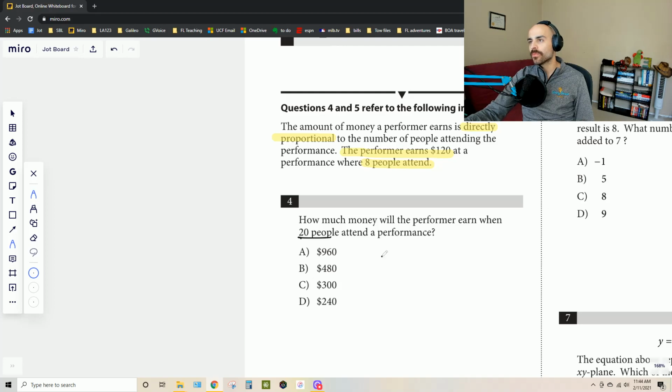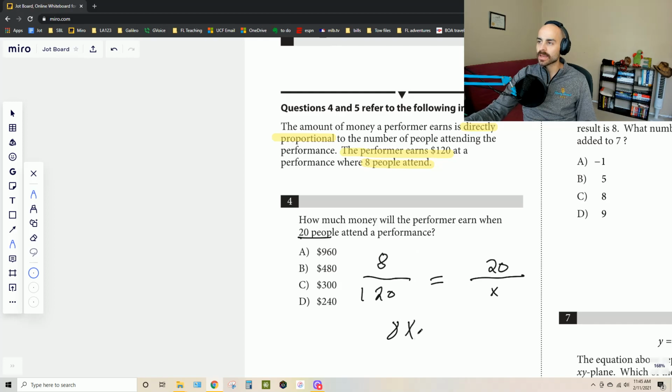Well, writing it out as the proportion, the way I like to write it is I'll put 8 on top, and that means our numerator represents the number of people that appear, and our denominator will represent the amount of money that's earned based on that numerator, which in this case is 120. Now we want to set that equal to a situation where we compare it to, well, what is this numerator going to be? It's based on the fact that people are in the numerator. So in this case, it's 20 for this particular problem, and we don't know how much money is made there. That's x. Now we could cross multiply and we end up with 8x equals 120 times 20.